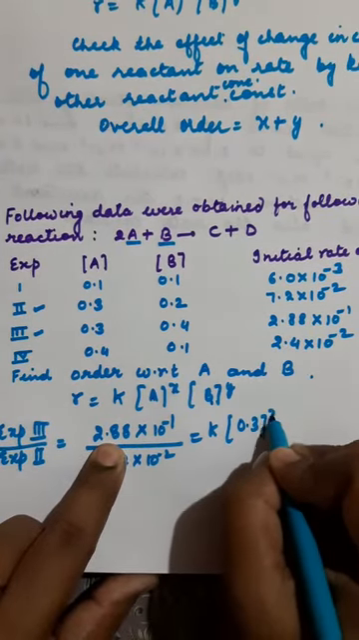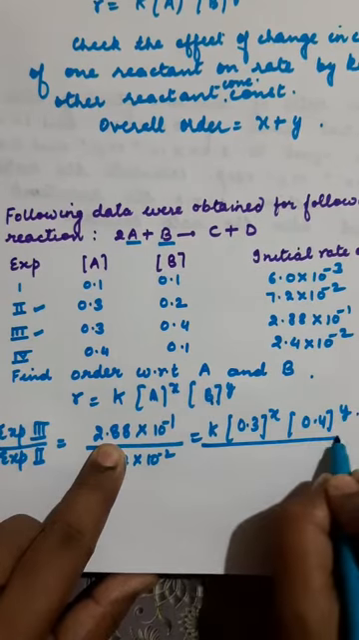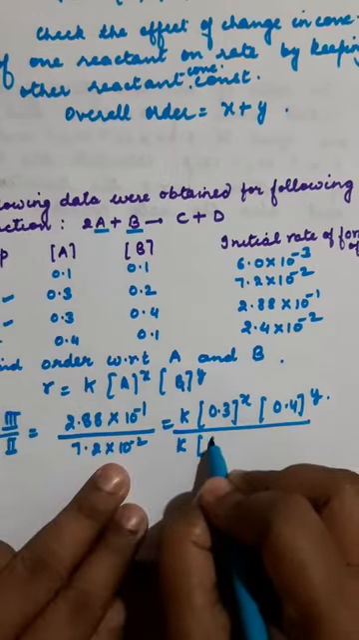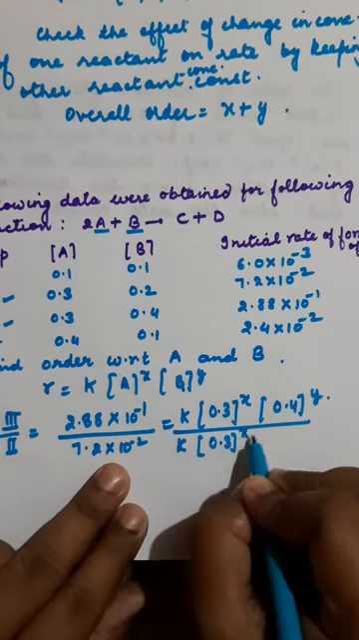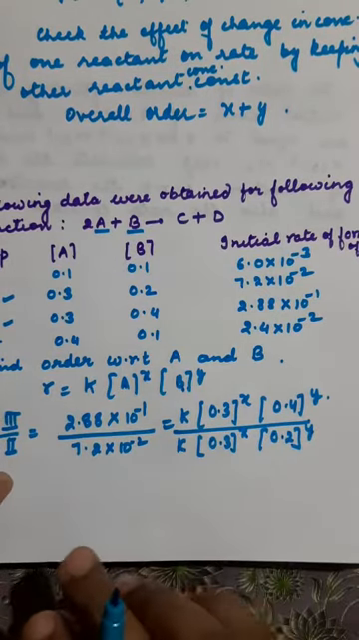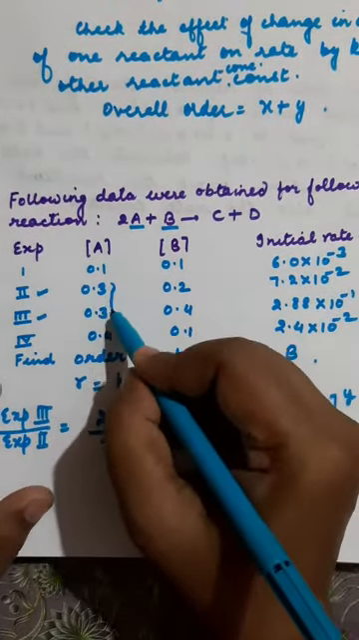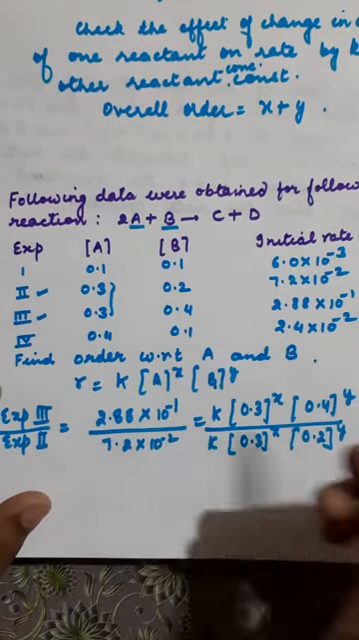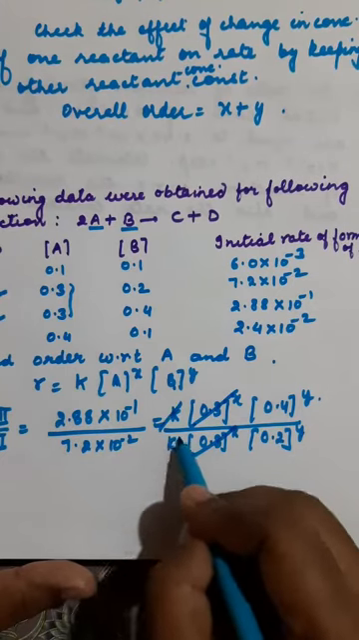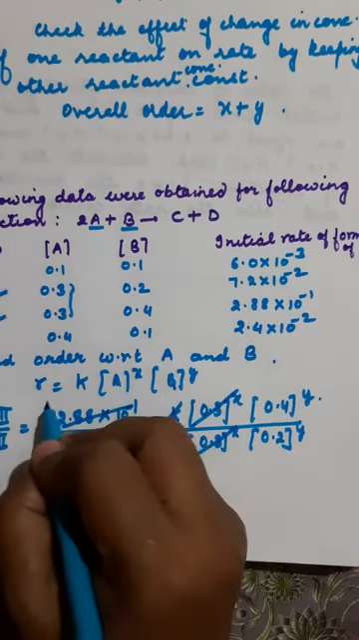0.3 to the power X, 0.4 to the power Y upon K into, for the second experiment 0.3 to the power X, 0.2 to the power Y. Clear? So we have taken two experiments in which the concentration of A was constant and we are changing the concentration of B. So this will get cancelled out.